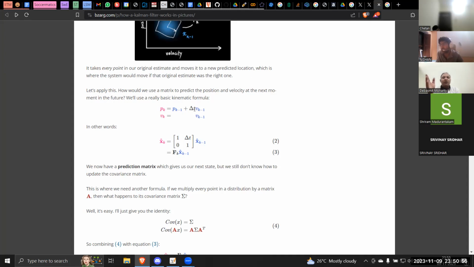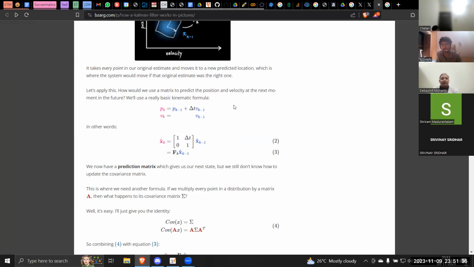What I'm saying is, your previous position was Pk minus 1. And if your velocity was Vk minus 1 and the time elapsed is delta t, that means you have traveled the time, delta t, multiplied by your velocity. So that's the distance you have traveled from the previous position. Simple representation: we have come to a new position, which is the previous position plus the distance traveled in that elapsed time. This is nothing but distance, because time into velocity.